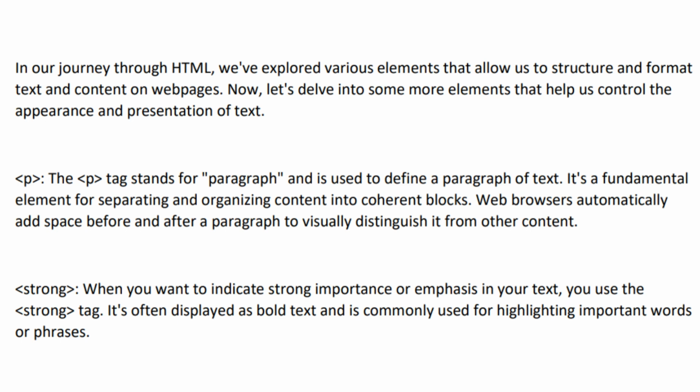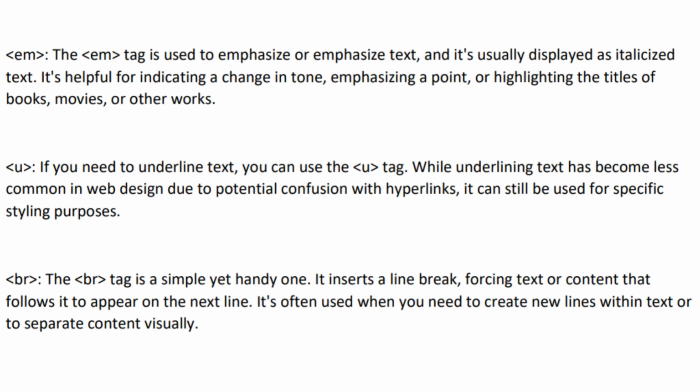Strong. When you want to indicate strong importance or emphasis in your text, you use the strong tag. It's often displayed as bold text and is commonly used for highlighting important words or phrases. EM. The EM tag is used to emphasize text, and it's usually displayed as italicized text.